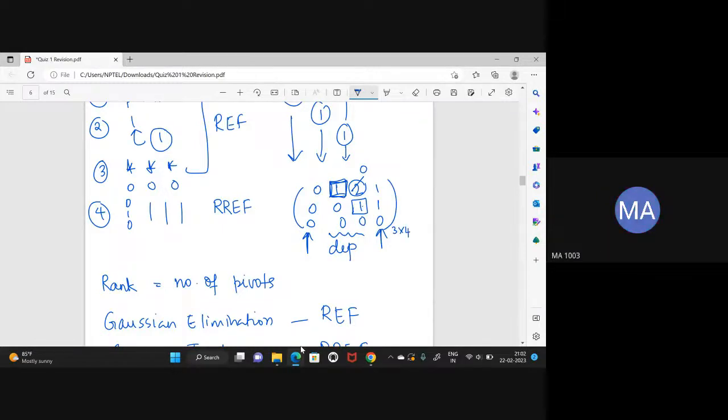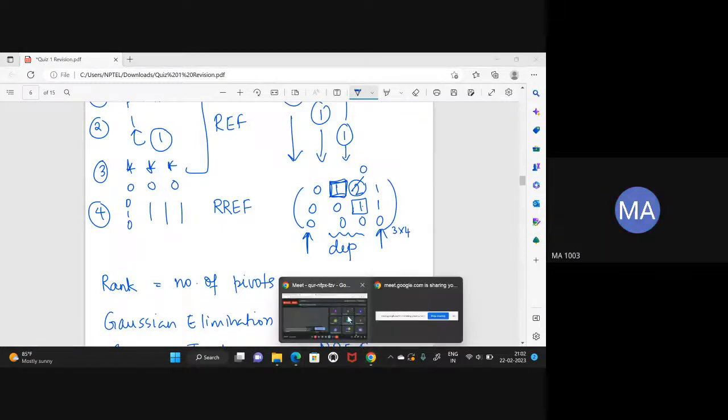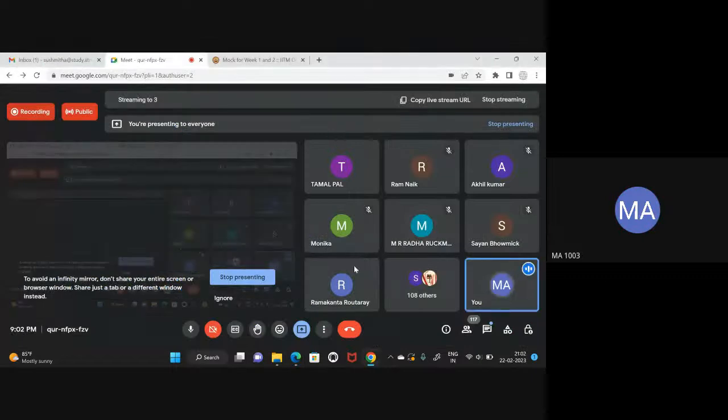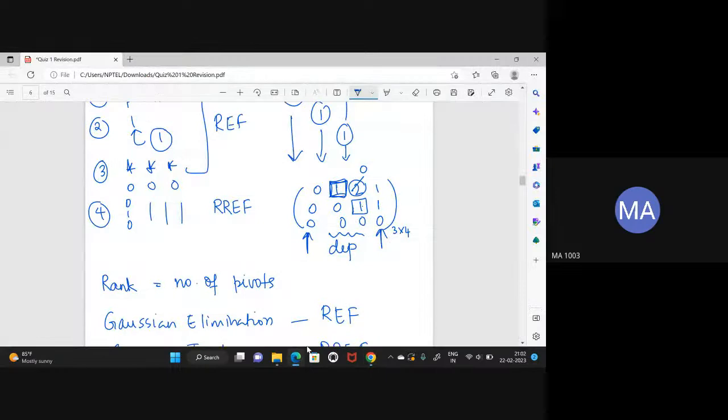Please mute yourself if you're not talking to me. No, there is no dimension of a matrix. Dimension of a vector space. You have a dimension of a vector space. What is it that you're asking? Rank plus nullity is equal to.